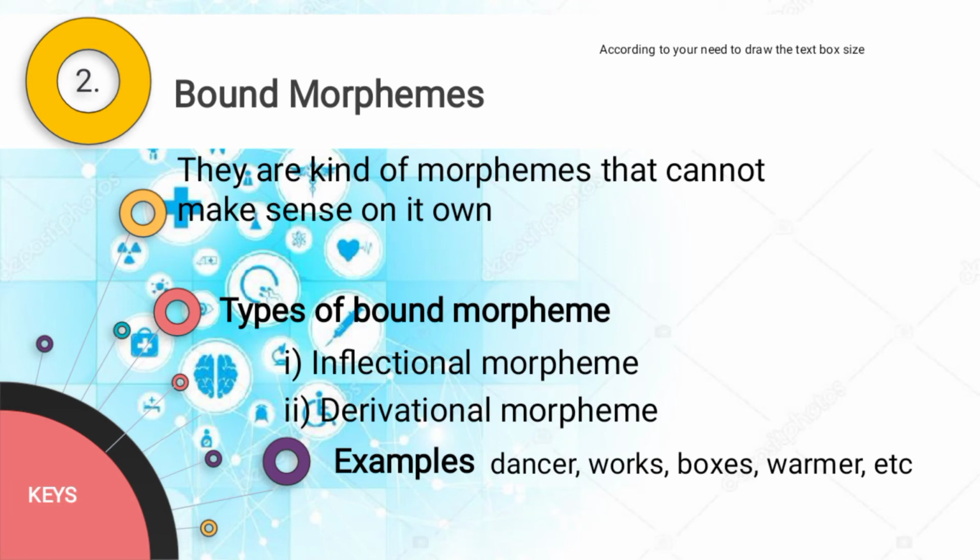With the derivational morpheme, derivation is the morphological process of forming a new word from an existing one by the addition of a bound morpheme. A derivational morpheme changes the meaning of the word or the word class or both.